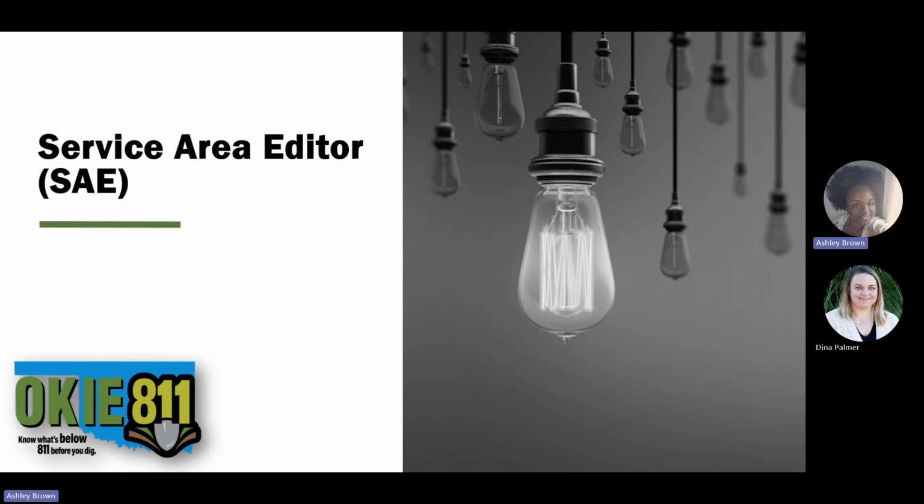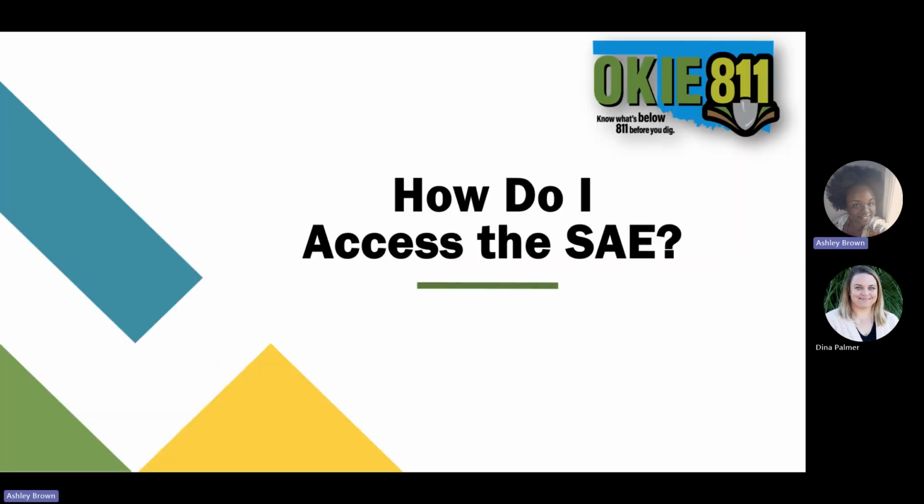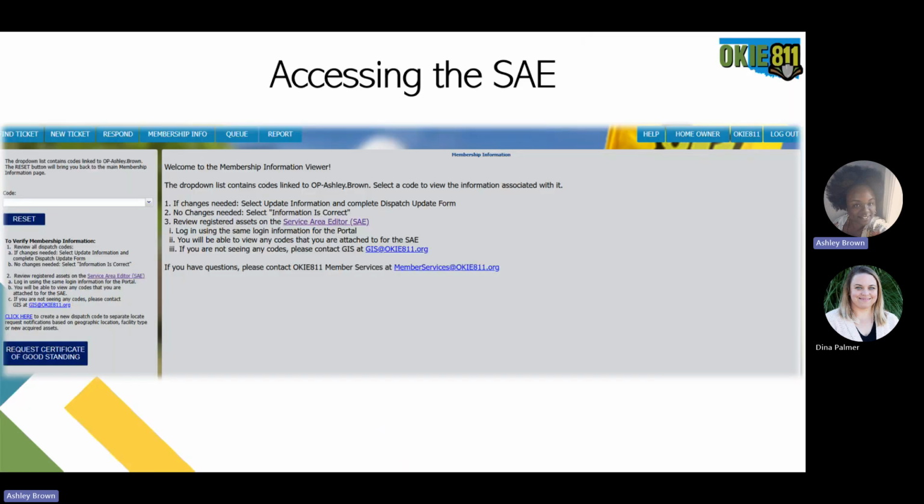Now, the membership info feature is really cool because you can see the information that you have registered with Oki 811, and it also has links that will take you to the service area editor, also known as the SAE, which is the mapping system that members use to register their underground lines. So if you want to go to the SAE from the old portal, you will just select membership info.